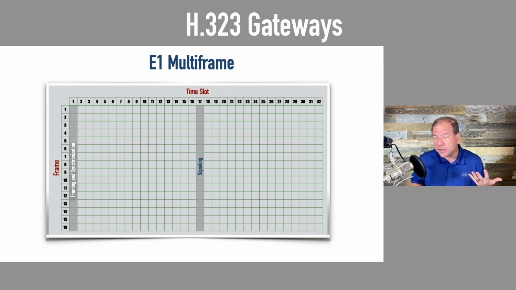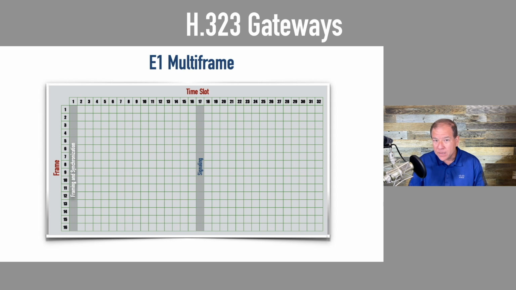An E1 does not have the concept of a superframe or an extended superframe. An E1 circuit uses something called a multiframe. And a multiframe contains 16 frames, not 12 or 24, 16 frames. Now here's what I want you to put in your notes about an E1. A T1 we know has 24 channels. An E1 has 32 channels. So put that in your notes if you would. An E1 has 32 channels.